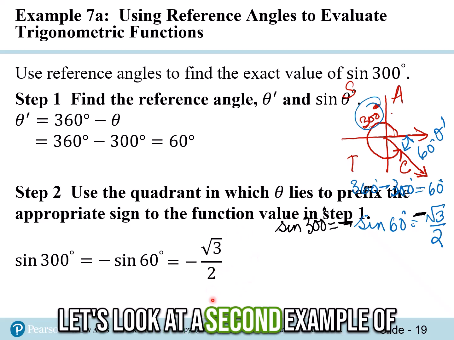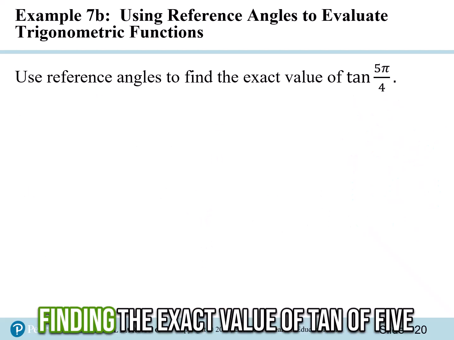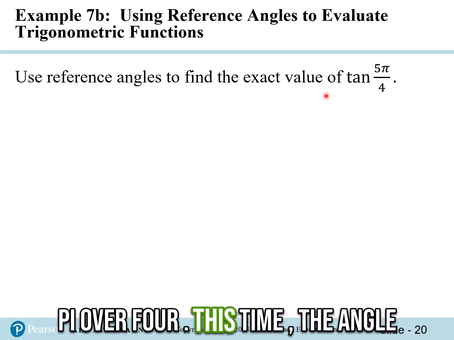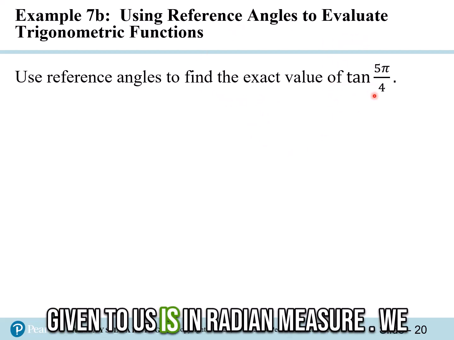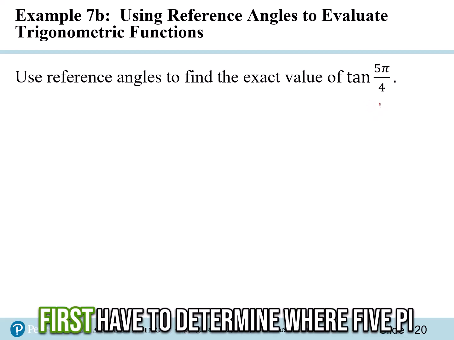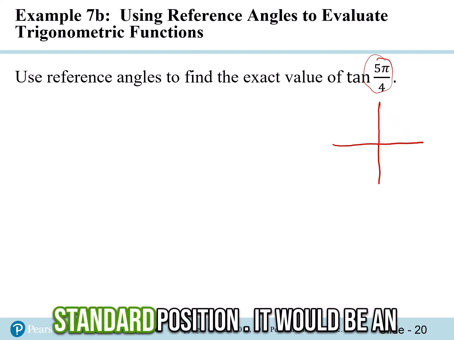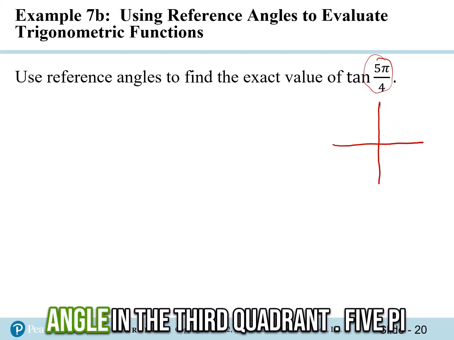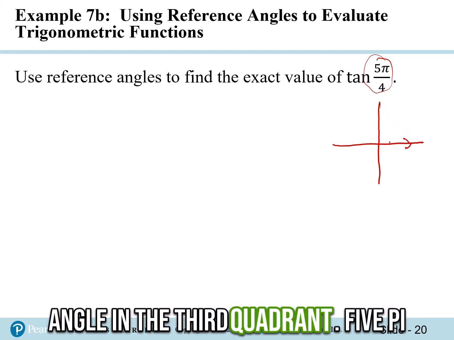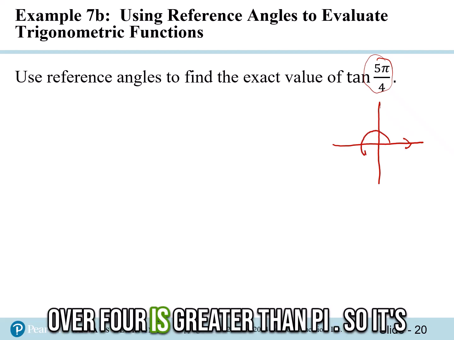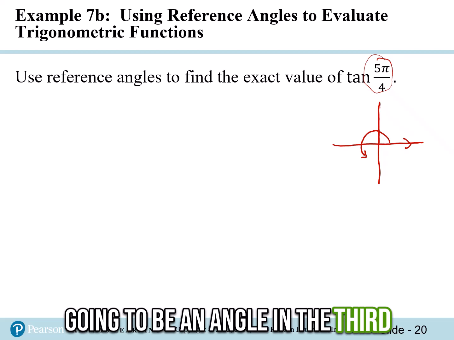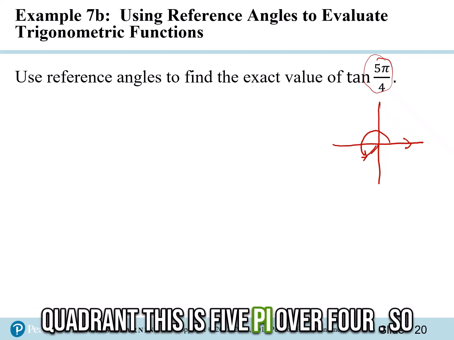Let's look at a second example of finding the exact value of tan of 5 pi over 4. This time the angle given to us is in radian measure. We first have to determine where 5 pi over 4 is. It's a positive angle. In standard position, it would be an angle in the third quadrant. 5 pi over 4 is greater than pi. So it's going to be an angle in the third quadrant. This is 5 pi over 4.